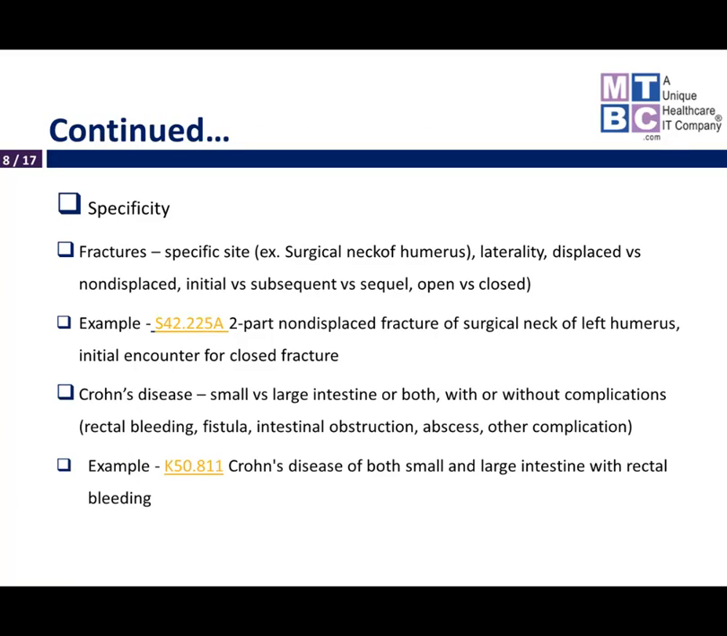So let's talk about specificity. Okay, so we have fractures. Fractures are much more complex. You need to get to the specific site, such as the surgical neck of the humerus, the laterality, whether it's right, left, displaced or non-displaced, whether it's the initial visit, subsequent visit, or a sequel, meaning a late effect would be the sequel, or an open or closed fracture. So you can imagine how many more fracture codes there are. It's a lot more. It's like a 10-to-1 ratio for each code, at least.